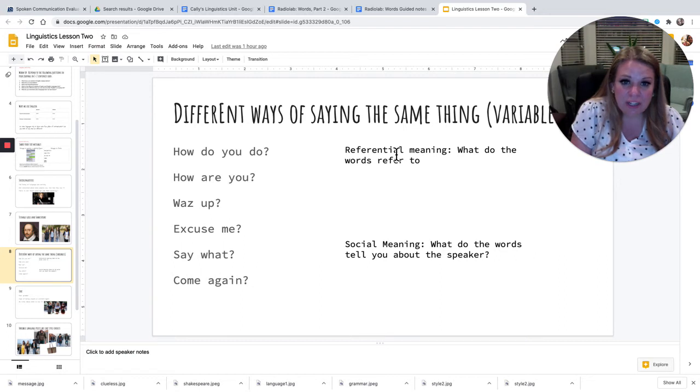So referential meanings and social meanings are very different. Referential meanings mean it doesn't matter what you say, it means the same thing every time. What's up means the same thing, but social meanings are what's called variable. The meaning of them changes.